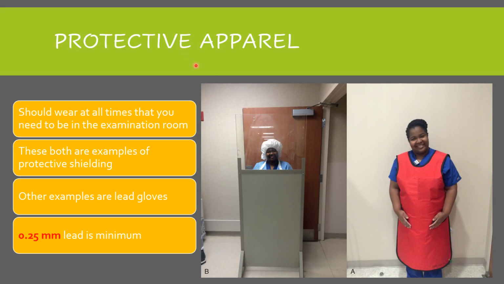Protective apparel. So here's that acrylic lead barrier. It should be worn at all times when you need to be in the exam room. These both are examples of protective shielding. Another example is leaded gloves. 0.25 millimeters of lead is the minimum requirement for a lead apron, but in most cases, lead aprons are 0.5 millimeters due to use in fluoroscopy.